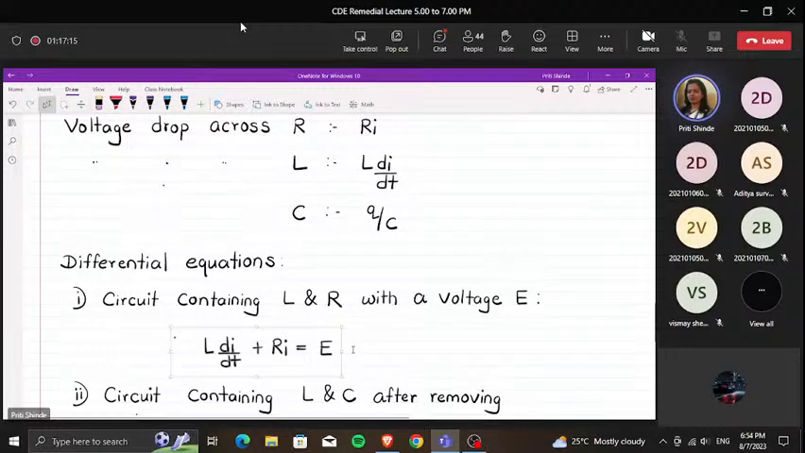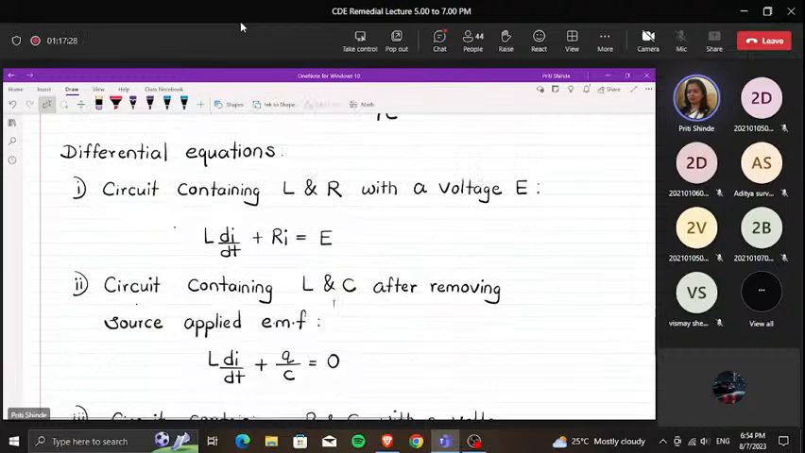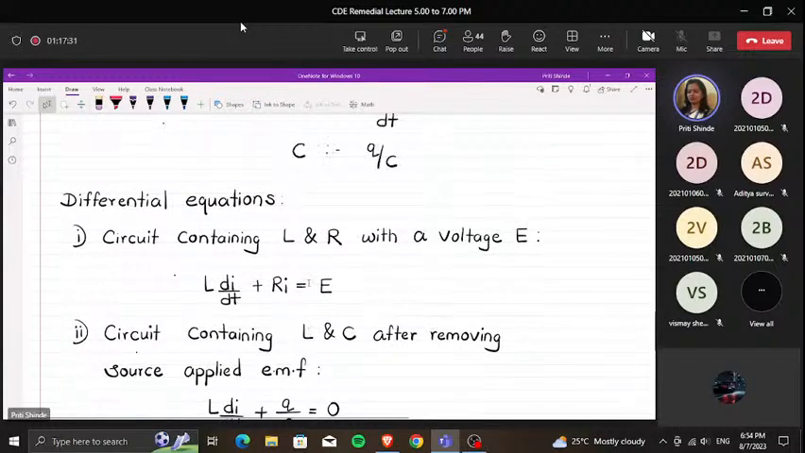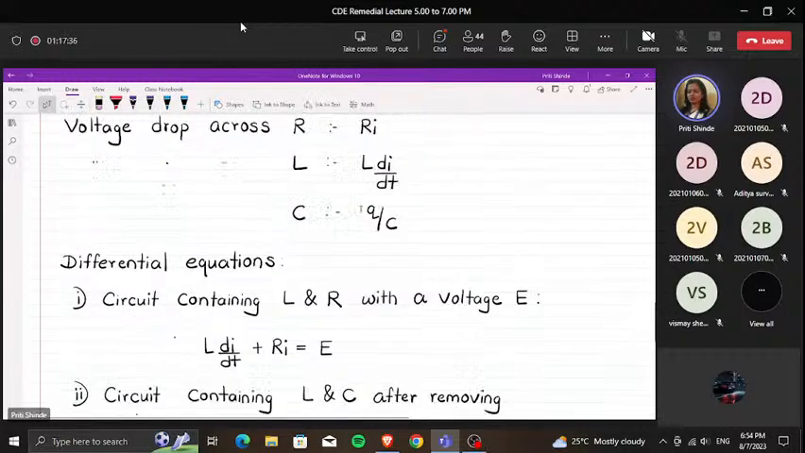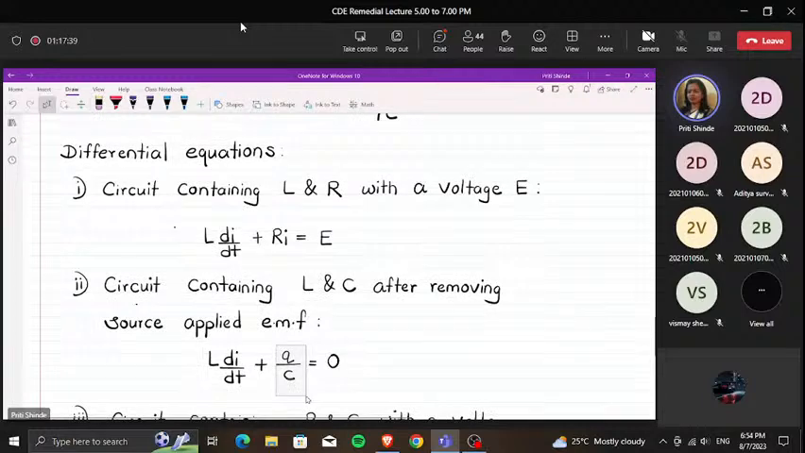So if your problem contains a circuit containing L and R, use this differential equation, which is linear in I, and solve it. If your electric circuit contains L and C, voltage drop across L is L di by dt, across C it's Q by C, and this is equal to electromotive force E, but after removing the source of applied EMF, the voltage is zero. In this case, take it as zero. If it is E, take it as E.